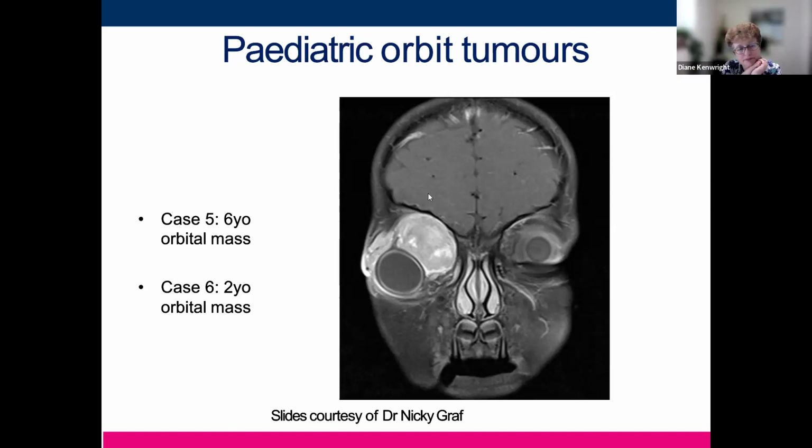Excellent. So let's have a look at these typical cases. 6-year-old, 2-year-old, massive orbital mass. Notice there's nothing wrong with the globe. The globe is an innocent bystander. I mean, does this look like a retinoblastoma? No, it does not.